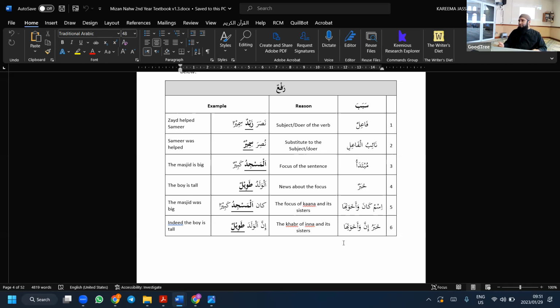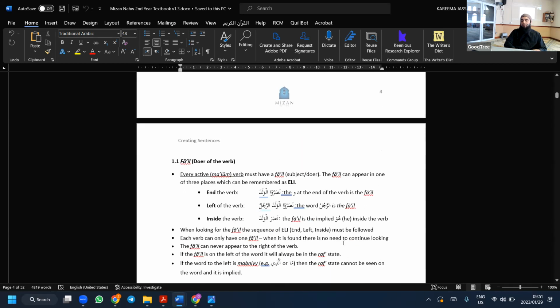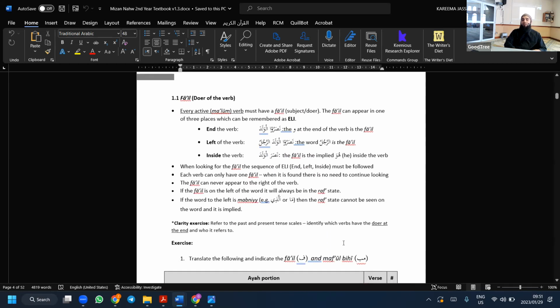Mubtada appears in a jumla ismiyya. Khabar also appears in jumla ismiyya. Mubtada is the subject, khabar is the predicate. Then we have ismu Kana wa akhawatuha, the subject of a sentence that starts with Kana, and khabaru Inna wa akhawatuha, the predicate of a sentence that starts with Inna. Let's look at the first one now, inshallah.